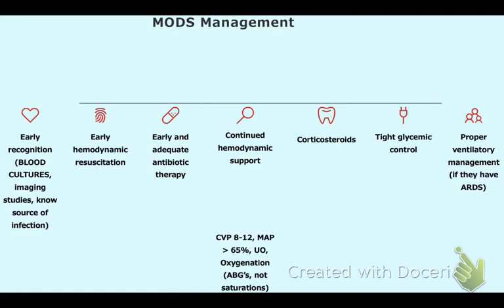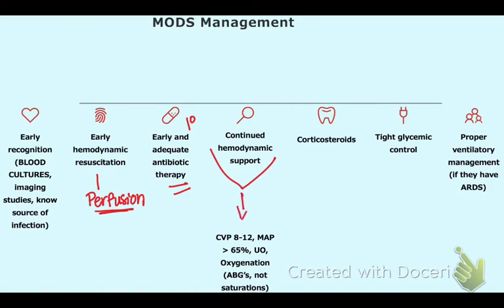We need thrombolytics. So we need that early recognition and intervention. And then we need that early hemodynamic resuscitation so that we can have perfusion, right? We need to perfuse the organs, the kidneys. So we've got to have that early hemodynamic resuscitation, meaning we need fluid, right? We need IV fluid. We need possibly pressors as well, vasopressors. And then we need early and adequate antibiotic therapy. Remember that 1 hour bundle for sure. And then that continued hemodynamic support.